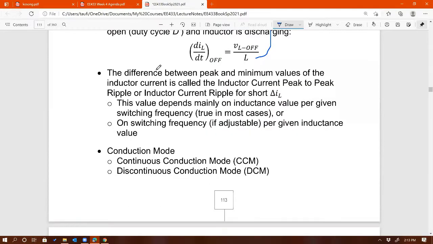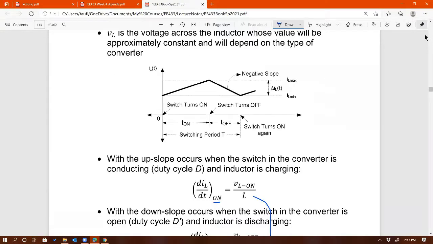Now the difference between peak and minimum values of the inductor current is what we call inductor current peak-to-peak ripple, or inductor current ripple, or for short, delta IL. So if you look again at this waveform right here, you have the minimum value of that inductor current and you have the peak or max value. The difference between the two, IL max minus IL min, is called delta IL, the peak-to-peak inductor current ripple.